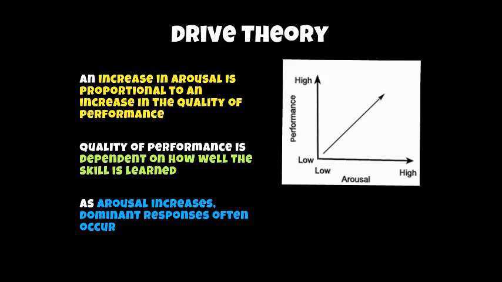So if arousal is pretty high and you've been learning to throw overarm, you want to throw overarm, but your arousal is really excitable, the dominant response will take over, and therefore you may end up going back to the underarm throwing because you're confident at that in an excitable situation. So the dominant response has taken over.